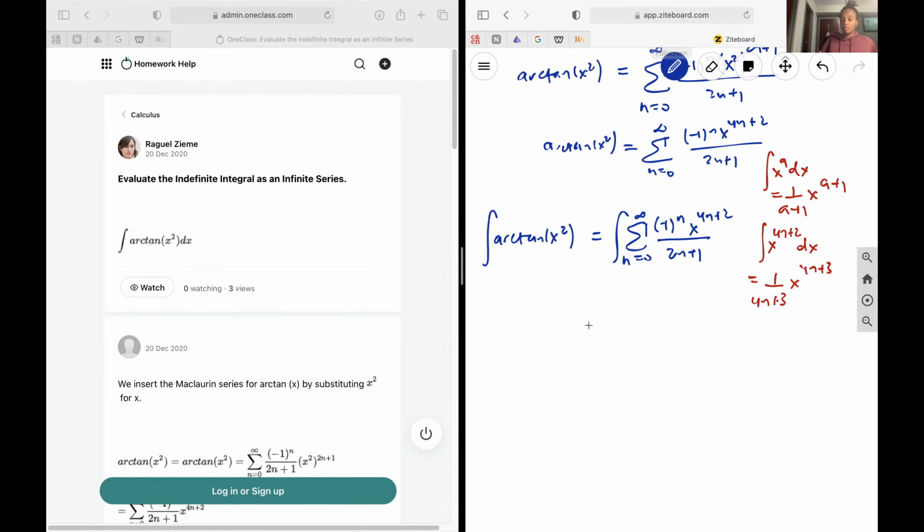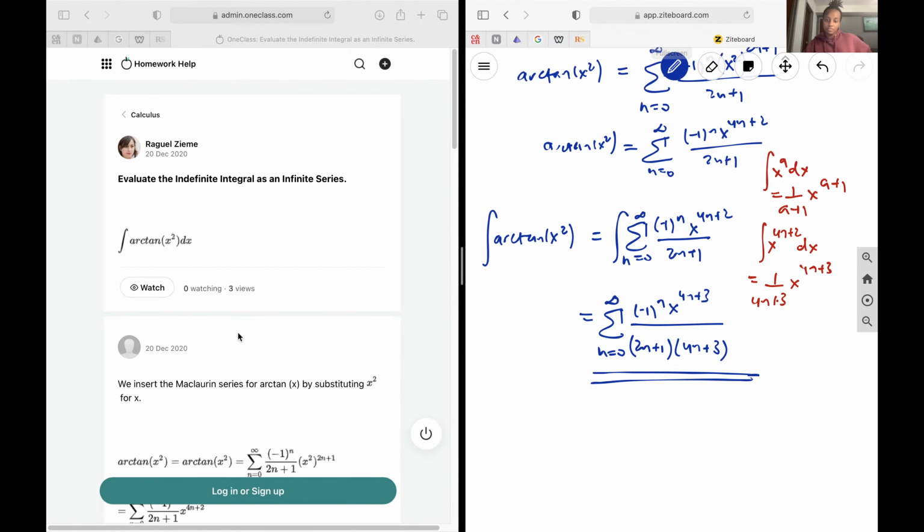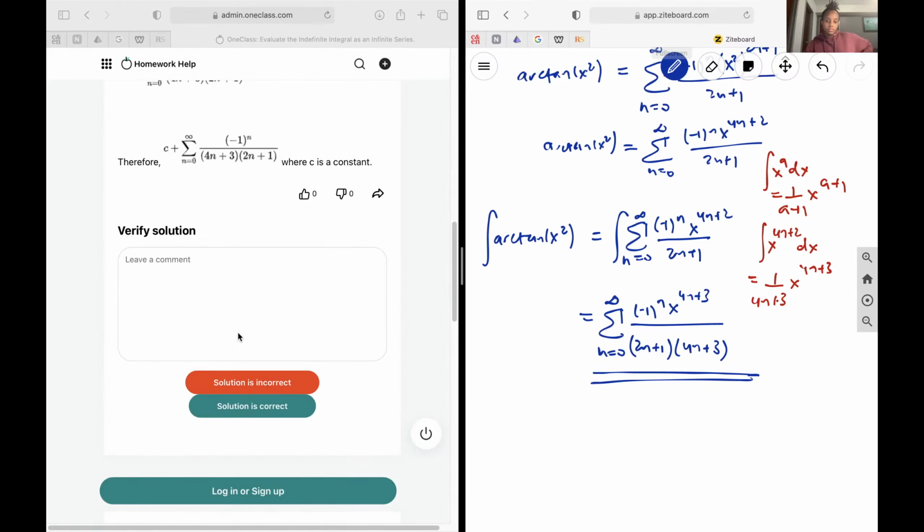And I will get that it is going to be the summation from n equals 0 to infinity of negative 1 to the power of n, x to the power of 4n plus 3, all over 2n plus 1 times 4n plus 3. And that's going to be it for this question. Oh, and don't forget about the plus c. I have an unbounded integral.